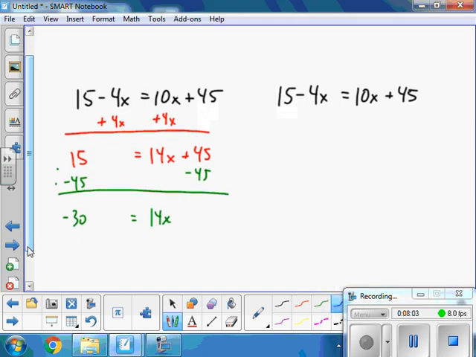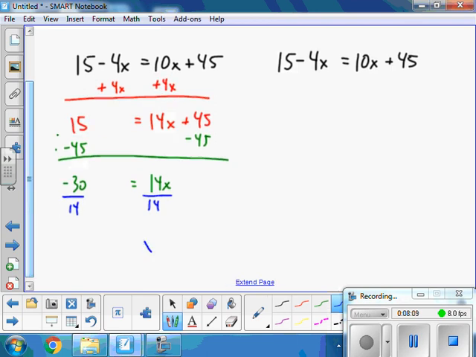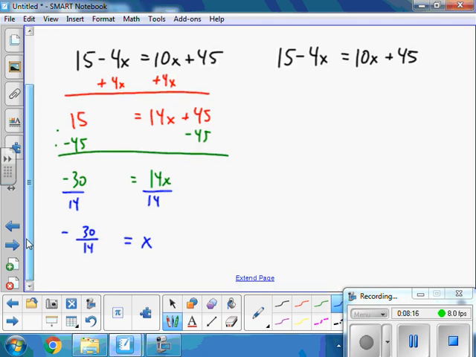Kind of a funky answer, but 14 is being multiplied, so I'm going to divide by 14. And really, this is a bizarre answer. I'm going to leave it for now, so it's negative 30/14, but that can be simplified. X equals negative 15/7. It's a wild answer, but that kind of answer can happen.